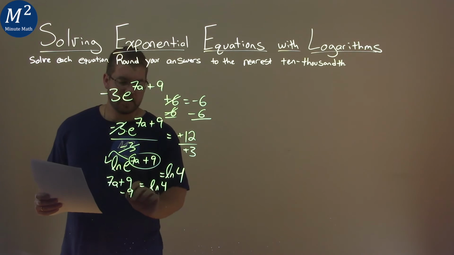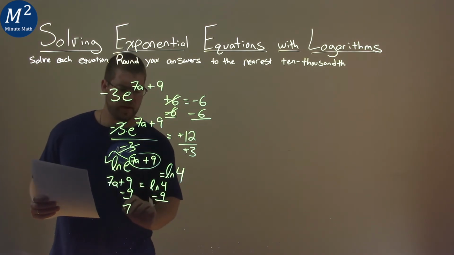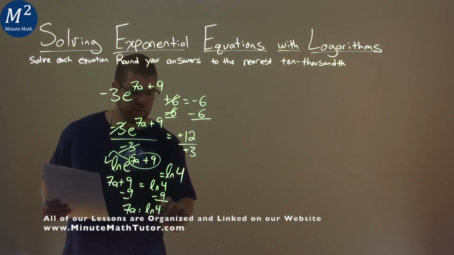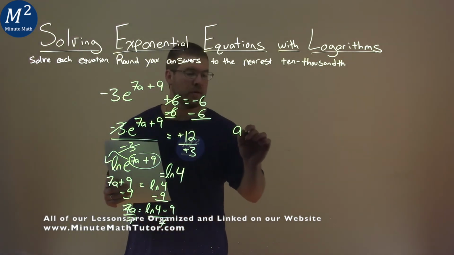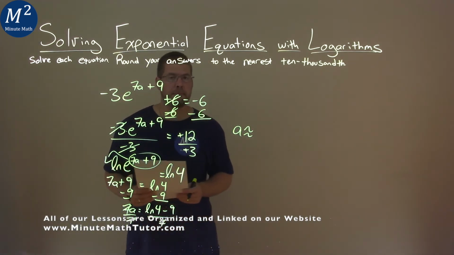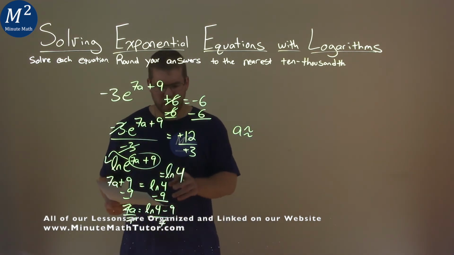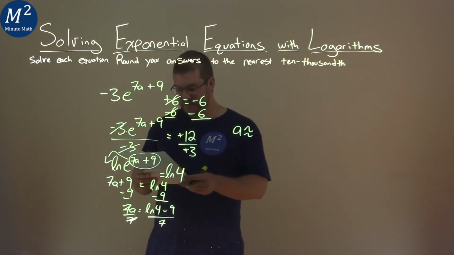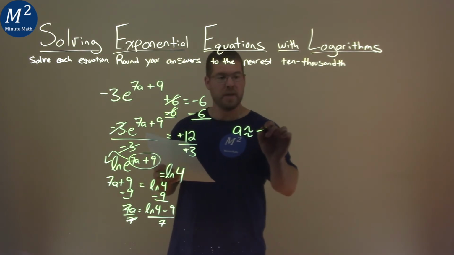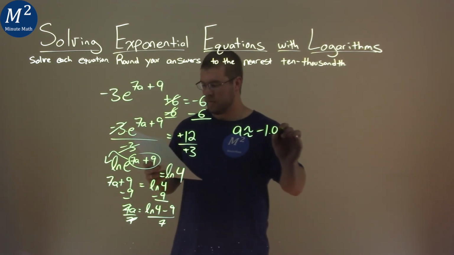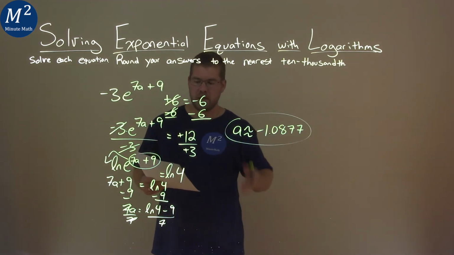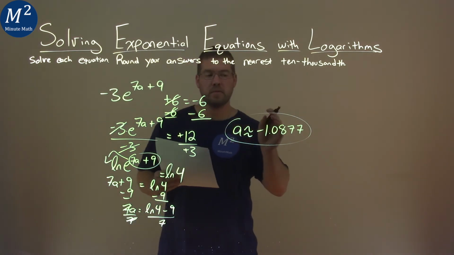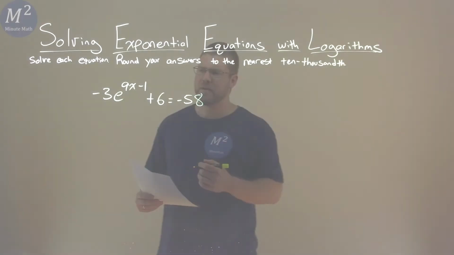Solving for a, I subtract 9 from both sides. And 7a is equal to natural log of 4 minus 9. Divide both sides by 7, and a is by itself. I'll put it up here. It's going to be approximate, and we'll use our calculator now. Natural log of 4 minus 9, divided by 7, comes out to be approximately negative 1.0877. And so our final answer here is a is approximately equal to negative 1.0877.